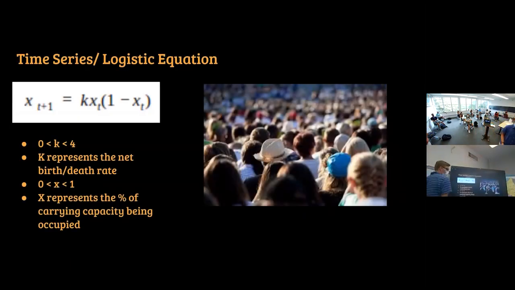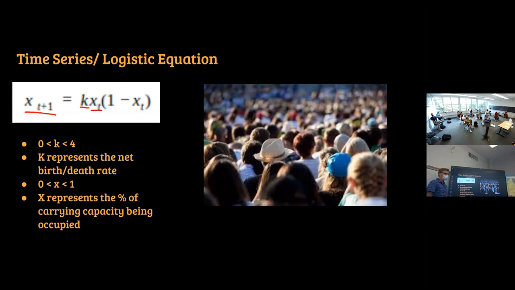So another equation or formula that is exemplary of the principles of chaos theory is the time series and logistic equation. In this equation, we have 3 variables: x sub t, k, and x sub t plus 1. The k value represents the net birth and death rate. This value is always between 0 and 4, and it is constant, just like the lowercase sigma and the r and the b in the Lorenz system.